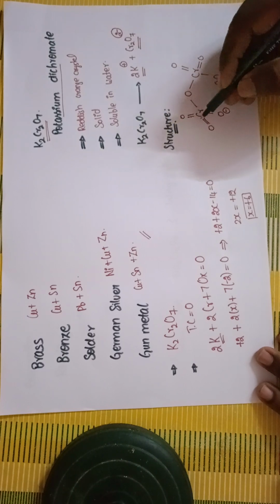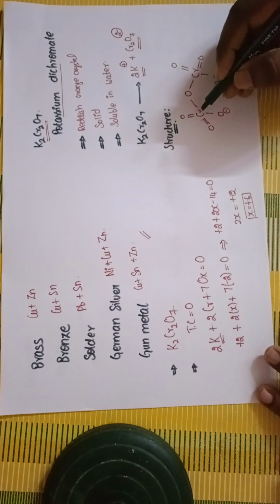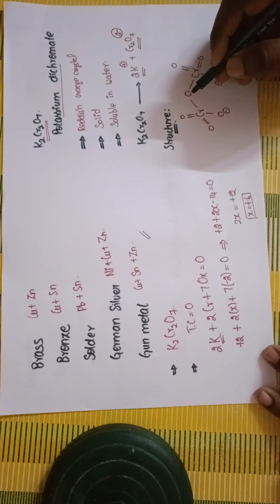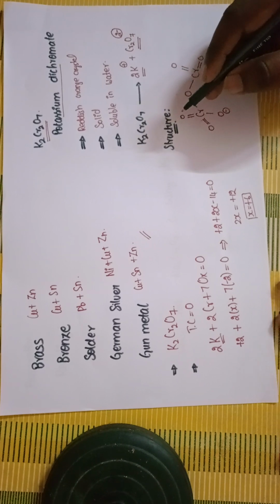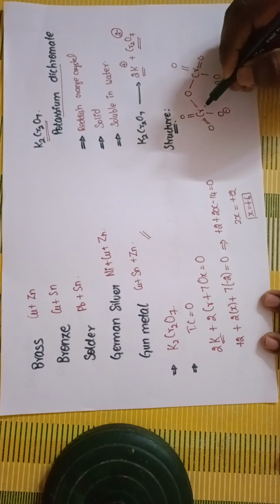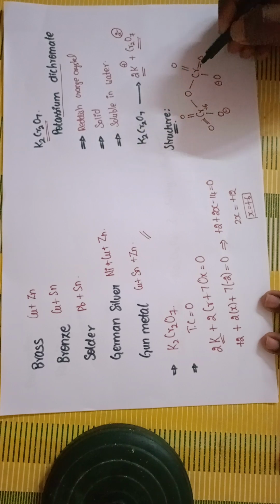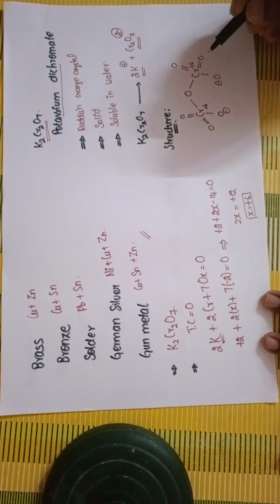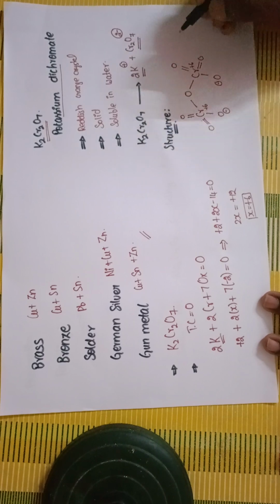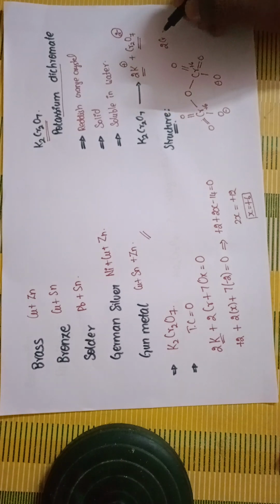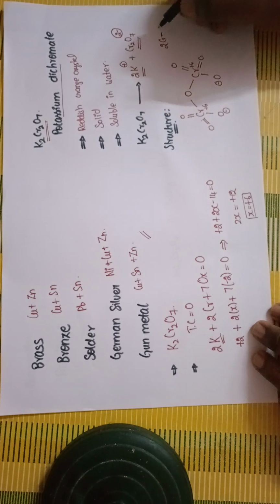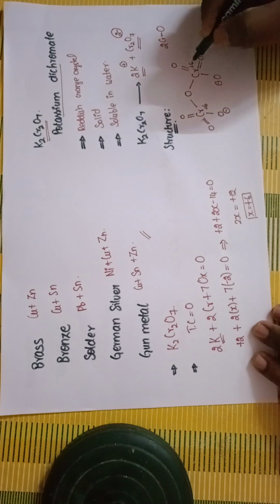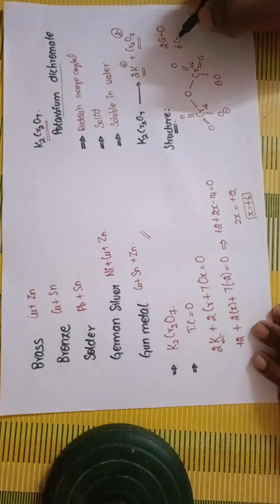Now see here, 6 bonds surround chromium, and all 6 bonds are with oxygen. As oxygen is more electronegative, chromium will get a positive charge. What information does the structure give us? We have 2 Cr-O single bonds and 6 Cr-O double bonds.